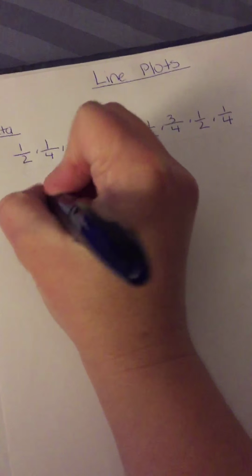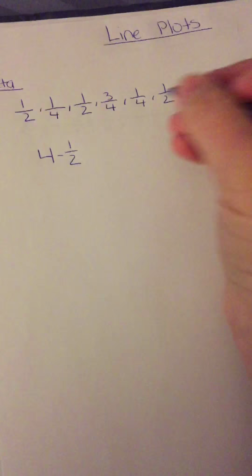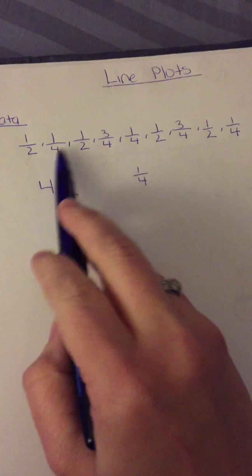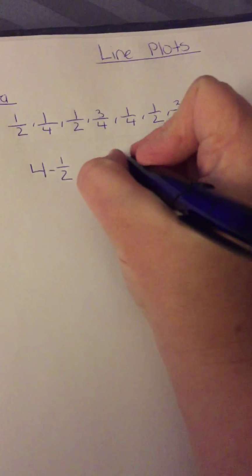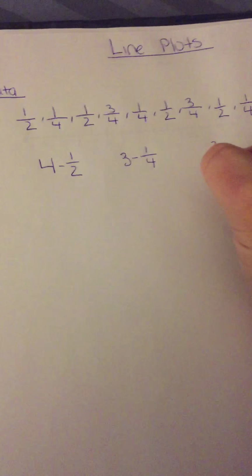So before we can create our line plot, we really do need to organize our data and group the like terms together. So as I mentioned, the 1/2 was written 4 times. That's its frequency. We also have a 1/4. And the 1/4 I can see in here 1, 2, 3 times. And then I also have 3/4. And 3/4 was listed twice.